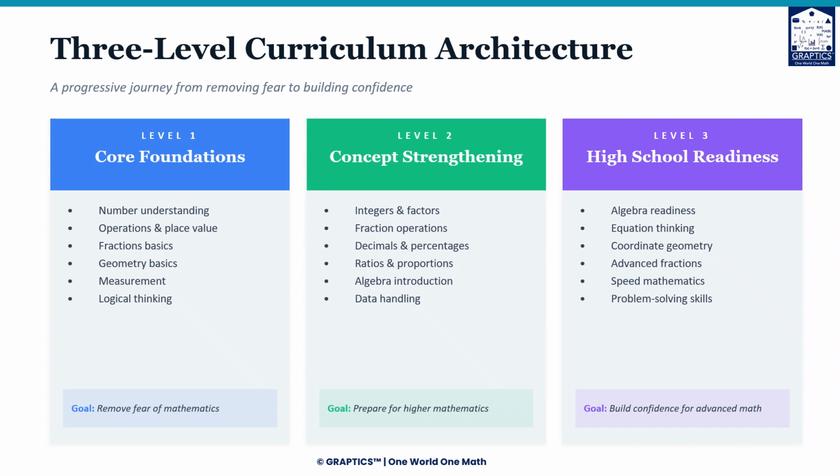Now let us move to level 3, High School Readiness. In this level, we focus on algebra readiness, equation thinking, coordinate geometry basics, and problem solving. This helps you learn your current class topics more comfortably. Now, within these 3 levels, we organize everything into concept areas. Let us look at that next.